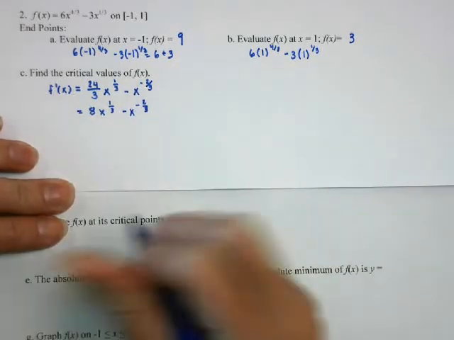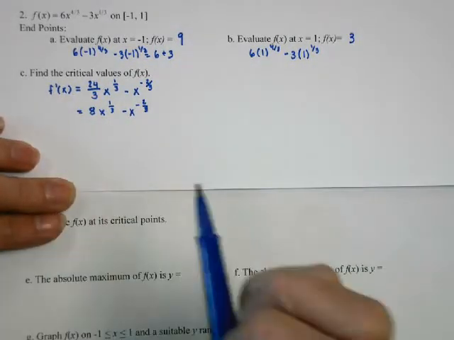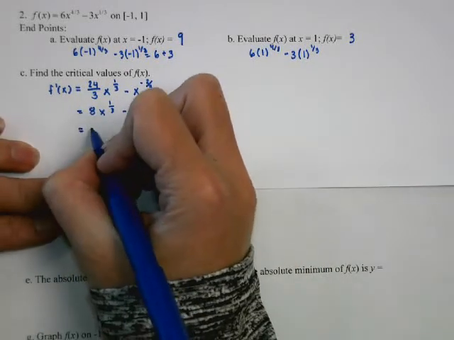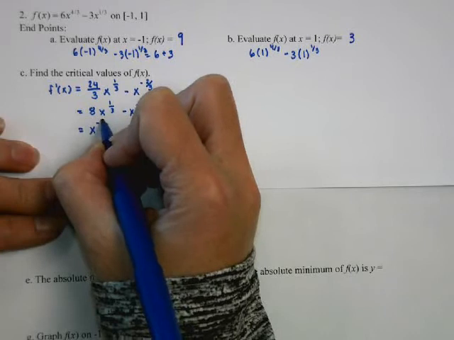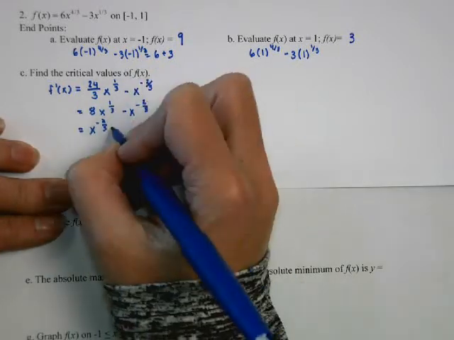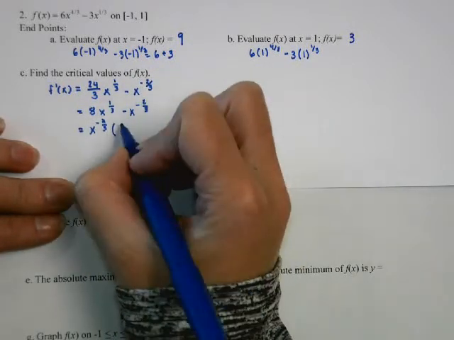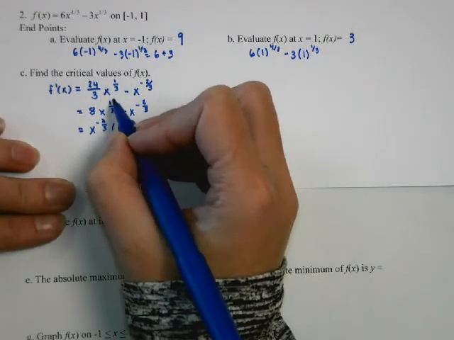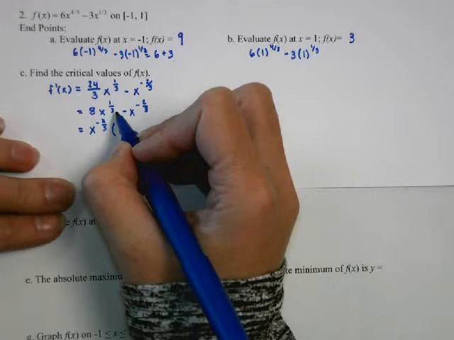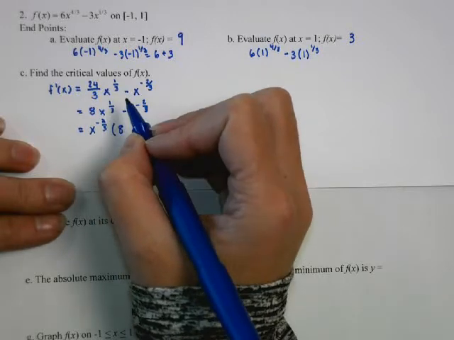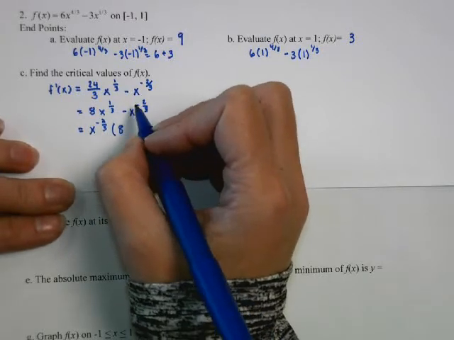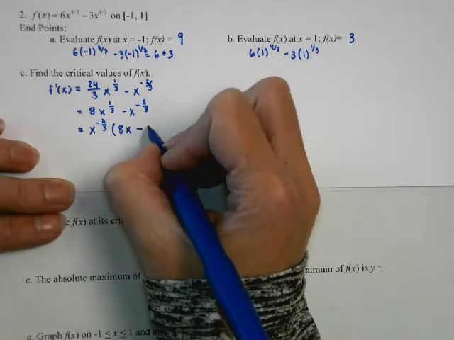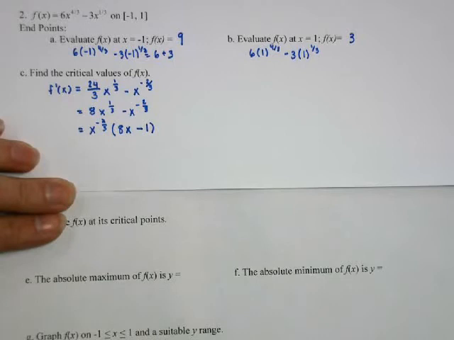We're gonna pull out the least power, which is gonna be the -2/3. So we're gonna pull out an x to the -2/3, which is gonna leave me with 8. We're gonna subtract the exponent that we just pulled out here. So 1/3 minus a -2/3 is 3/3. So this is just an x minus 1.